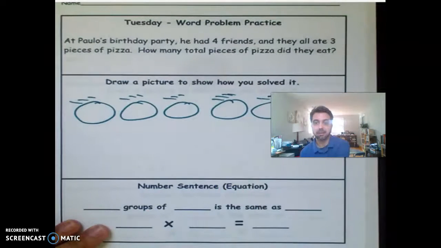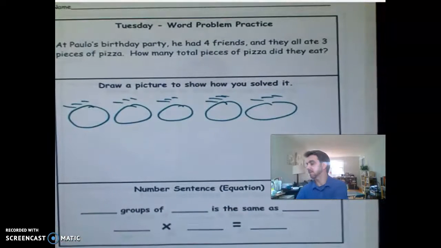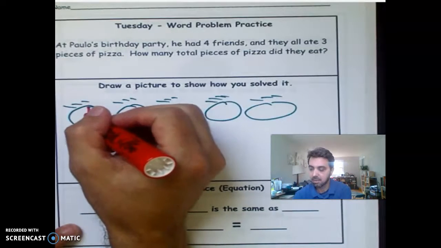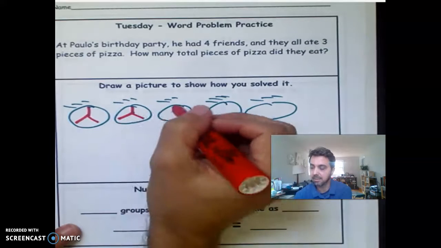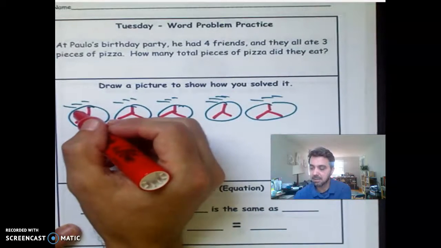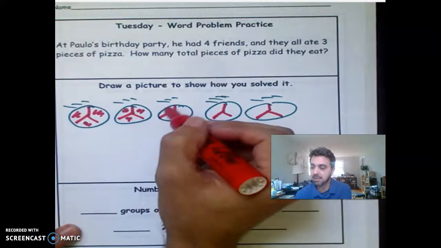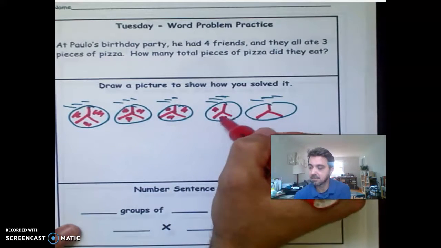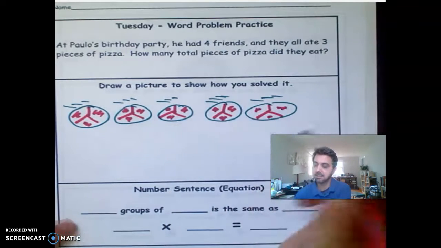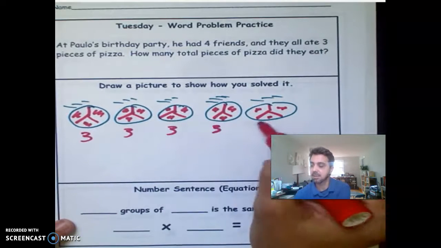Uh-oh, I'm in the way of Paolo. Let's move me down. There we go. Okay? So each of them ate how many pieces? 3 pieces of pizza. So you could draw 3 pieces in each. That's one way to do it, right? 3 big. Each piece is pretty big. So there's a piece here. There's a piece here. There's a piece here. So each person ate 3 pieces, right? So there's 3 pieces for each person. Okay.